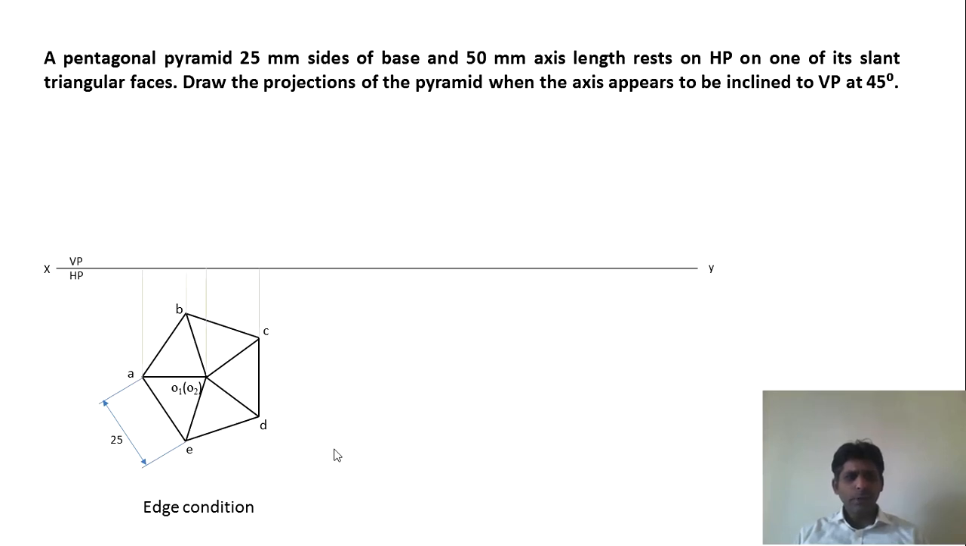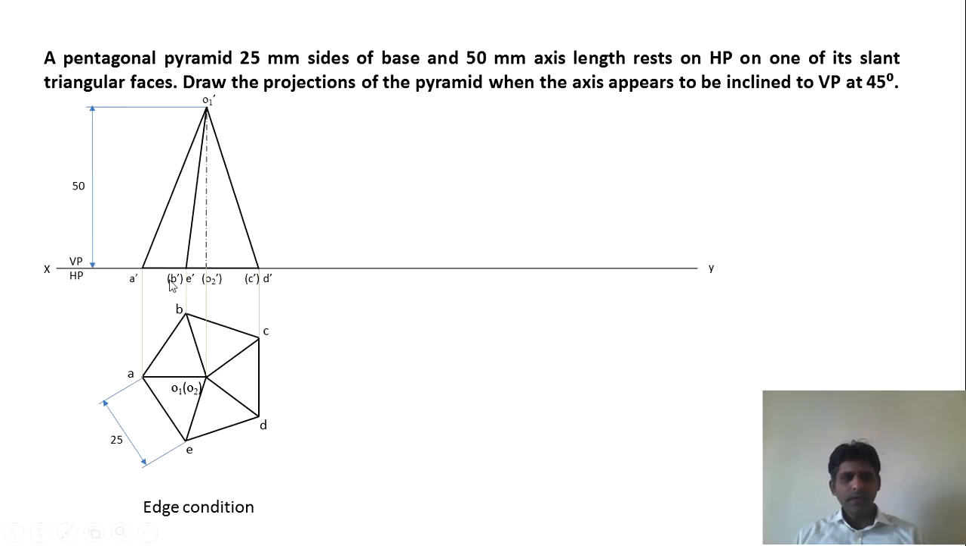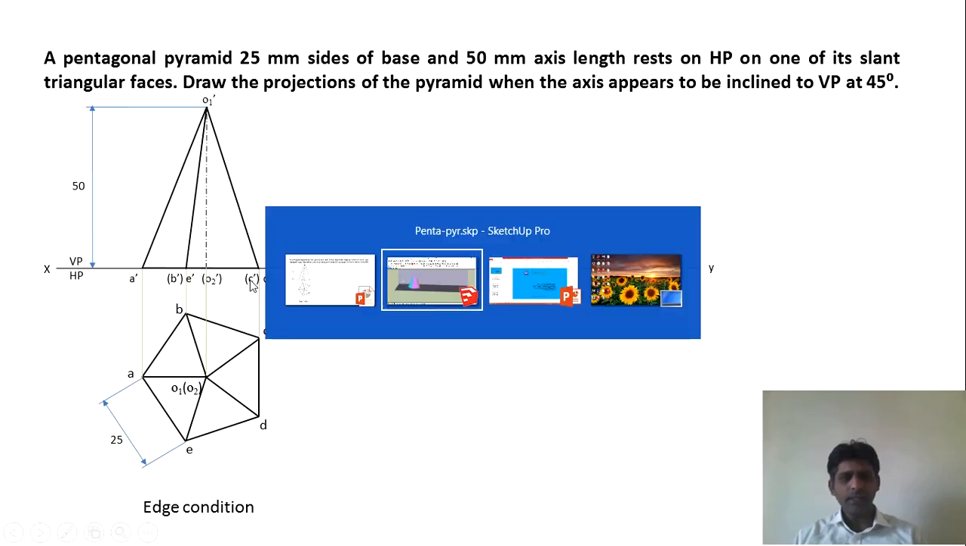Next, take the projectors, mark the axis, and draw the front view as it is shown in this. Dimension the axis. The axis length is 50 mm in this case. Join this slant edge, join this slant edge, join this slant edge, and join the base and name it accordingly. Observe that point B dash is put in bracket because it is behind, so it cannot be seen, and C dash is also put in bracket because it is behind, it cannot be seen.